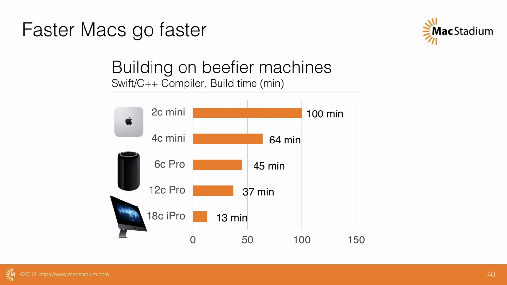Now, 100 minutes to compile the Swift C++ compiler on a 2-core Mac Mini is quite a long time. But you can get a 7.7x speed up by doing nothing but changing the underlying build machine. I think that is a testament to the difference between a computer that's released this year and a computer that's released almost 8 years ago in the case of the Mac Mini.